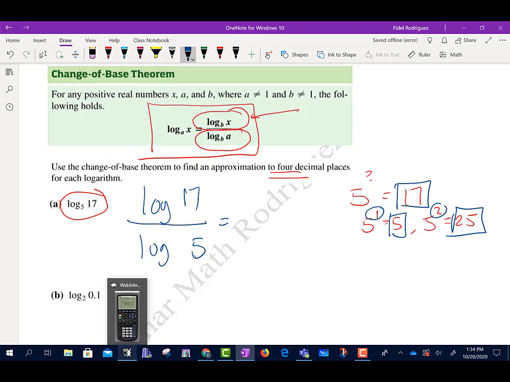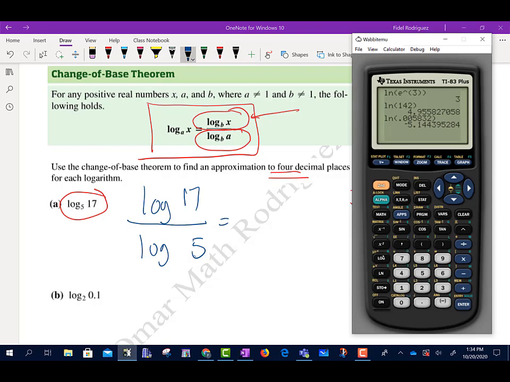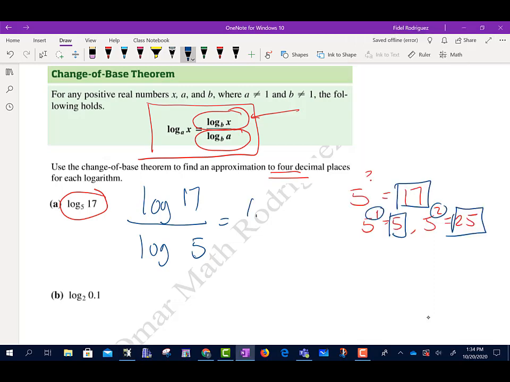Now I'm going to do this on my calculator. So let me get my calculator. I'm going to hit log of 17, okay, close off my parentheses, divided by the log of 5, close off my parentheses, and I'm going to go to 4 decimal places. So I'm coming up with 1.7604. This is approximated. That's why I'm using the little squiggly kind of equals.